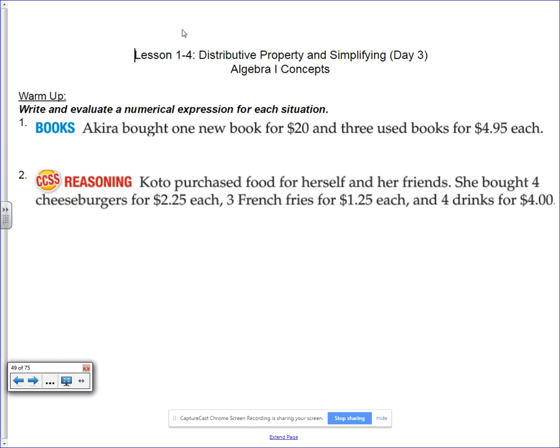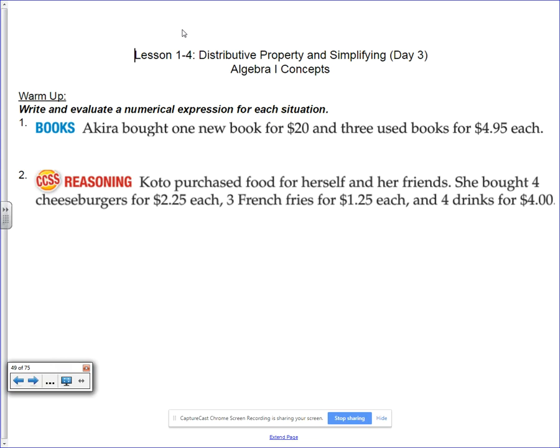It says write and evaluate a numerical expression. First of all, what does it mean to be numerical? What word do you see in numerical? Number. So algebraic things have variables in them, correct? Numerical things will only have numbers. So will any of these have variables in them? No. And it says expression, so you know there's going to be no equal sign.